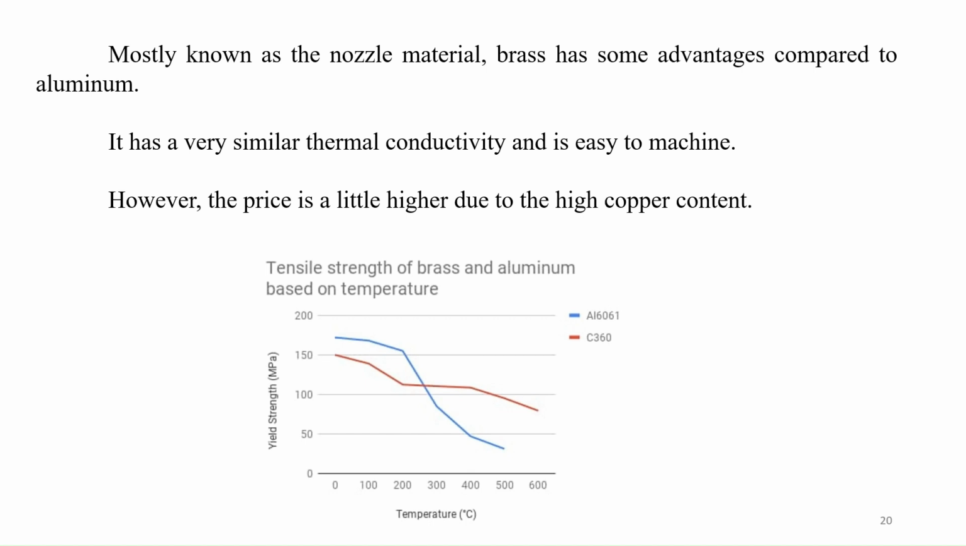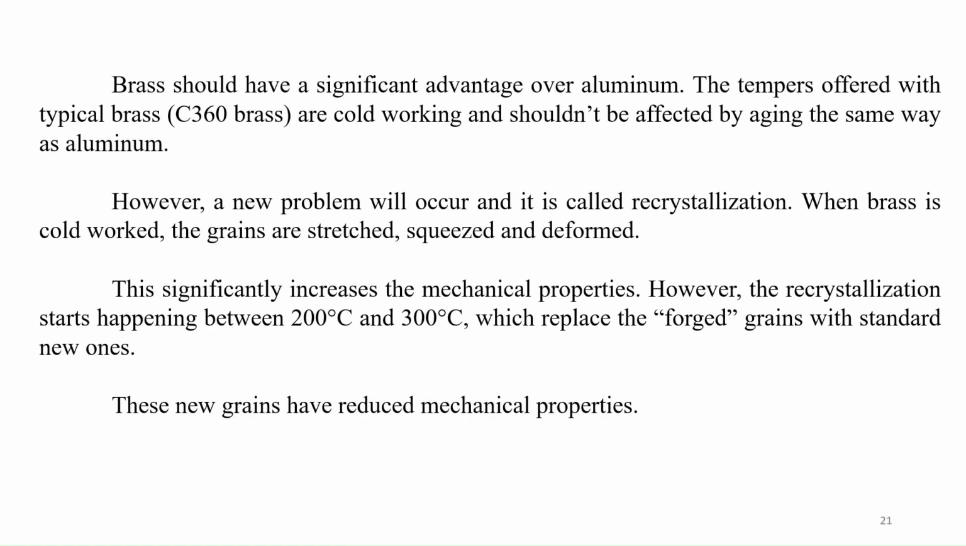Mostly known as a nozzle material, brass has some advantages compared to aluminum. It has a very similar thermal conductivity and it is easy to machine. However, the price is a little higher due to the high copper content. Brass should have significant advantages over aluminum.